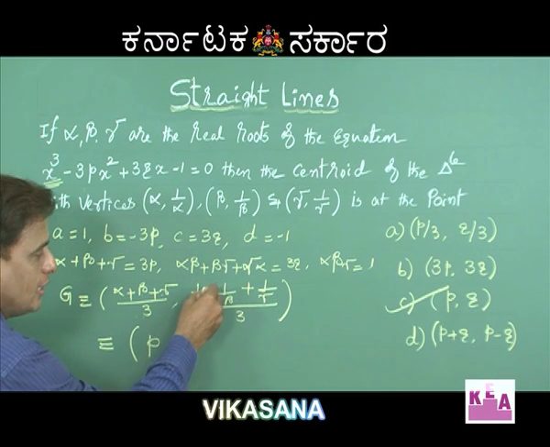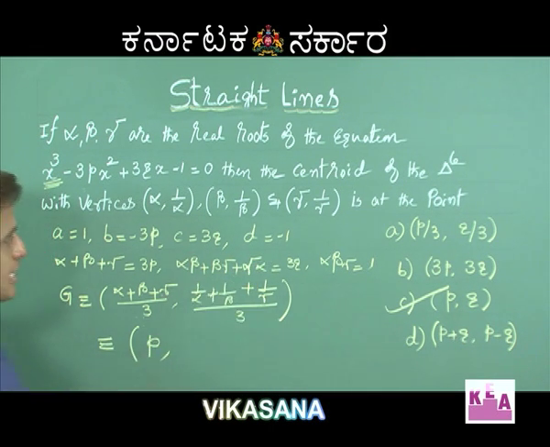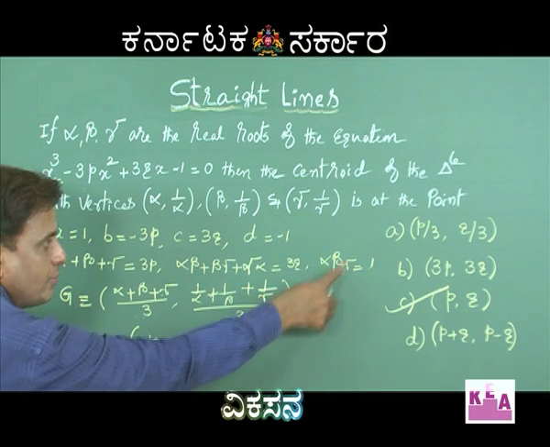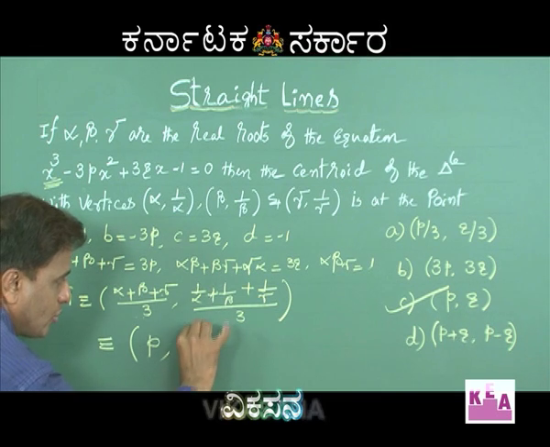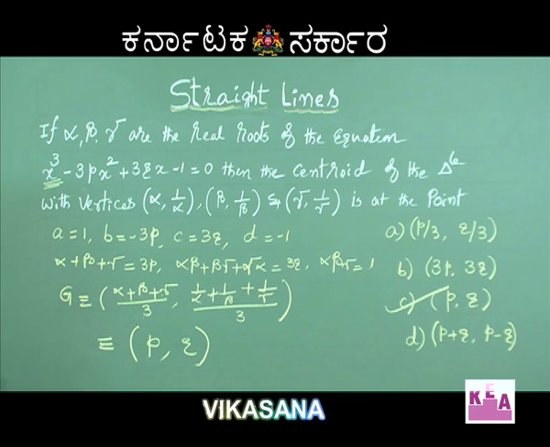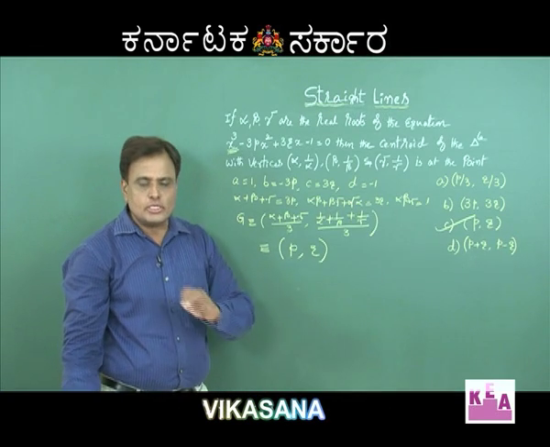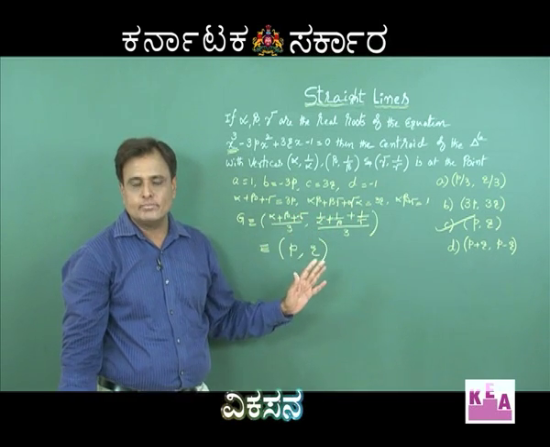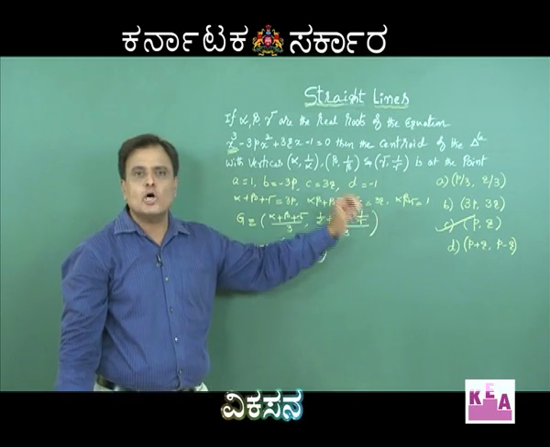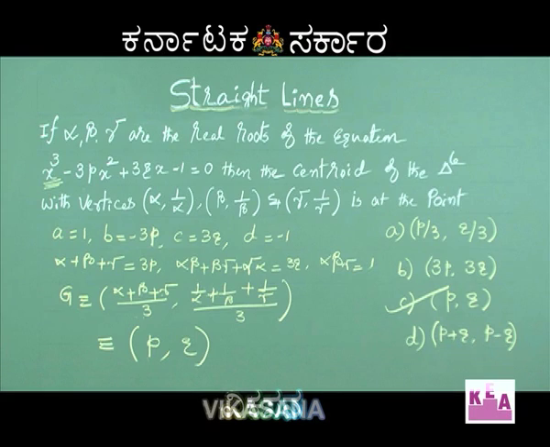simplifying, alpha beta plus beta gamma plus gamma alpha is equal to 3q divided by 3, 3 get cancelled, alpha beta gamma is equal to 1, definitely the y coordinate will be q. But in this particular example, according to the options, there is no need to calculate the y coordinate. Simply we can easily guess option C is the right option.